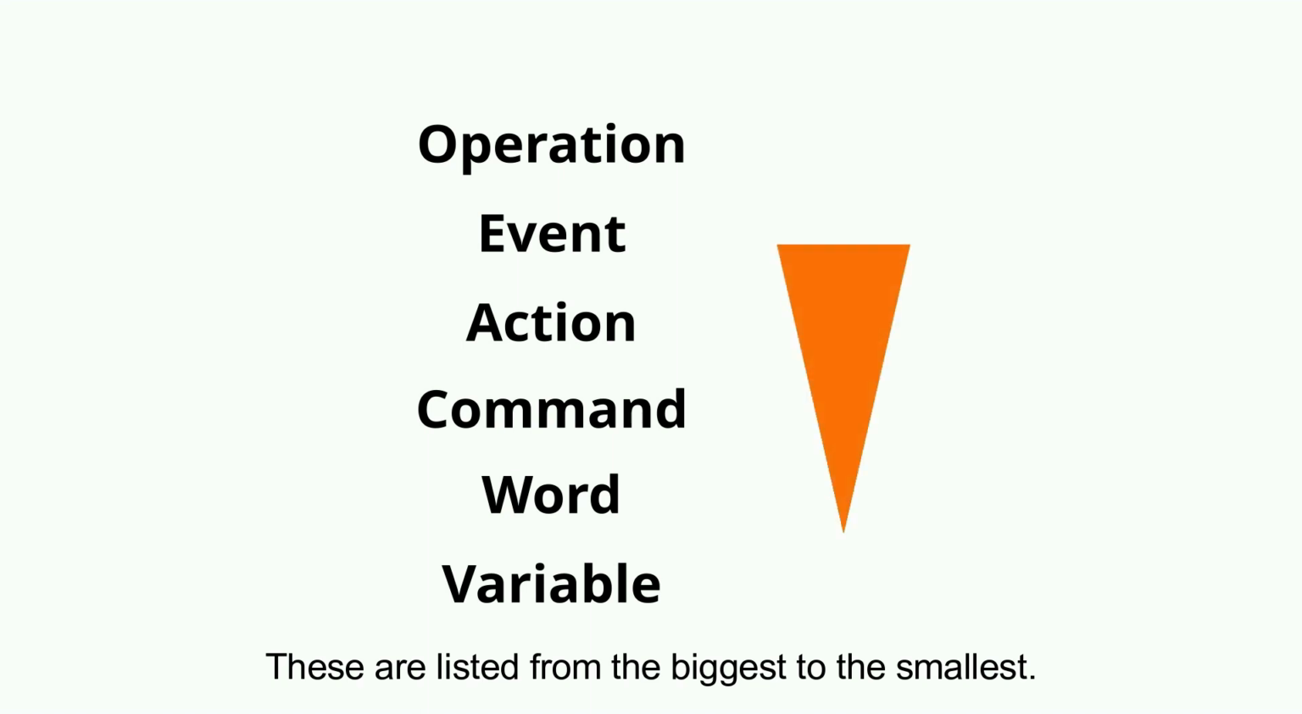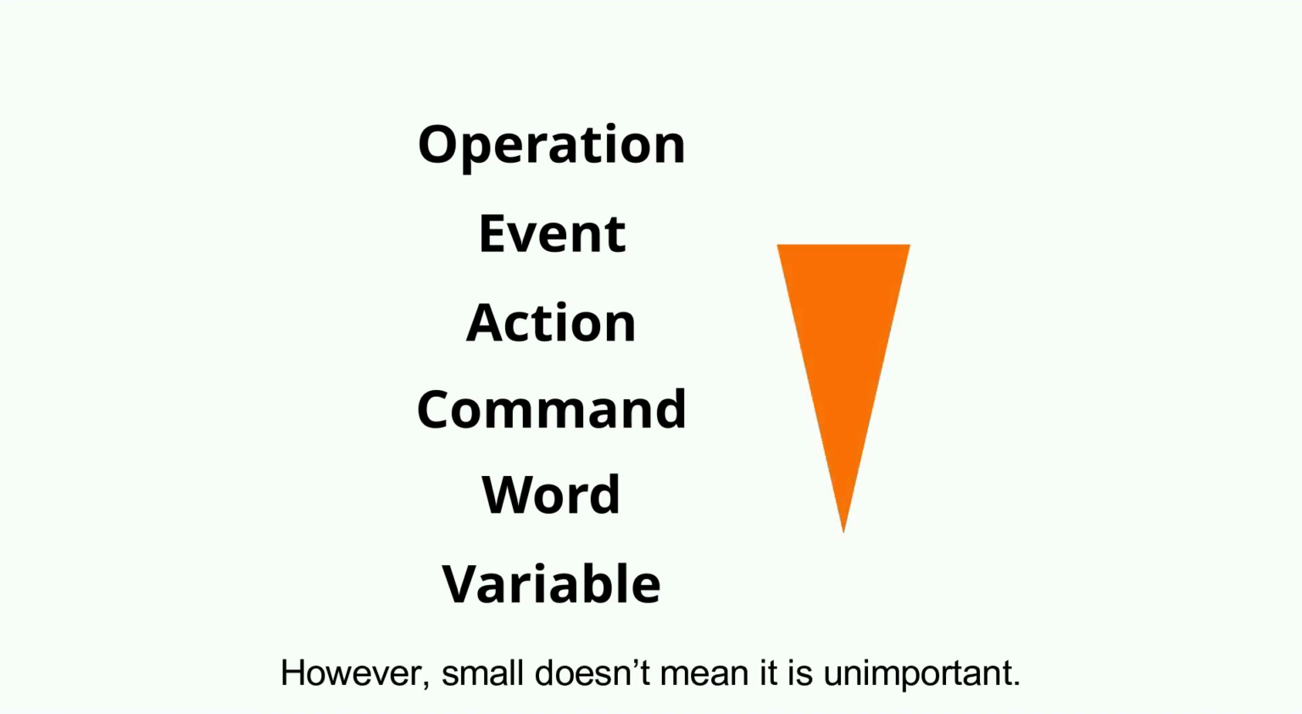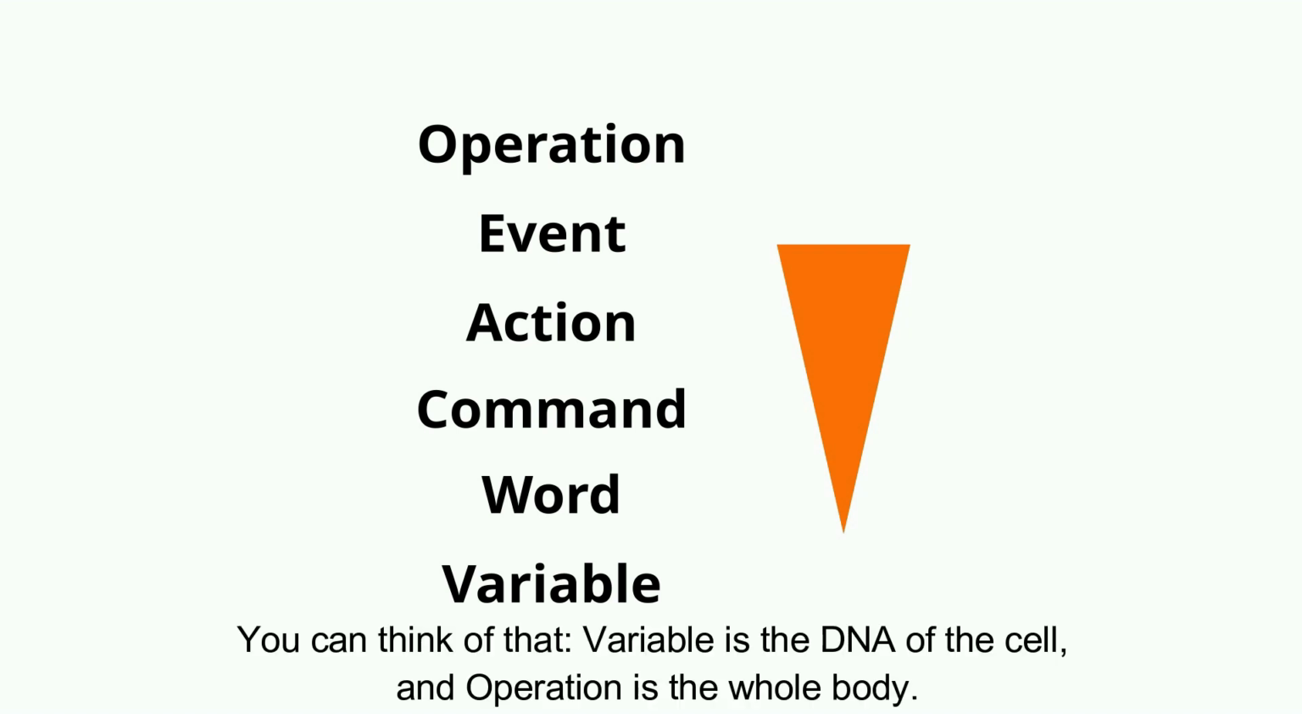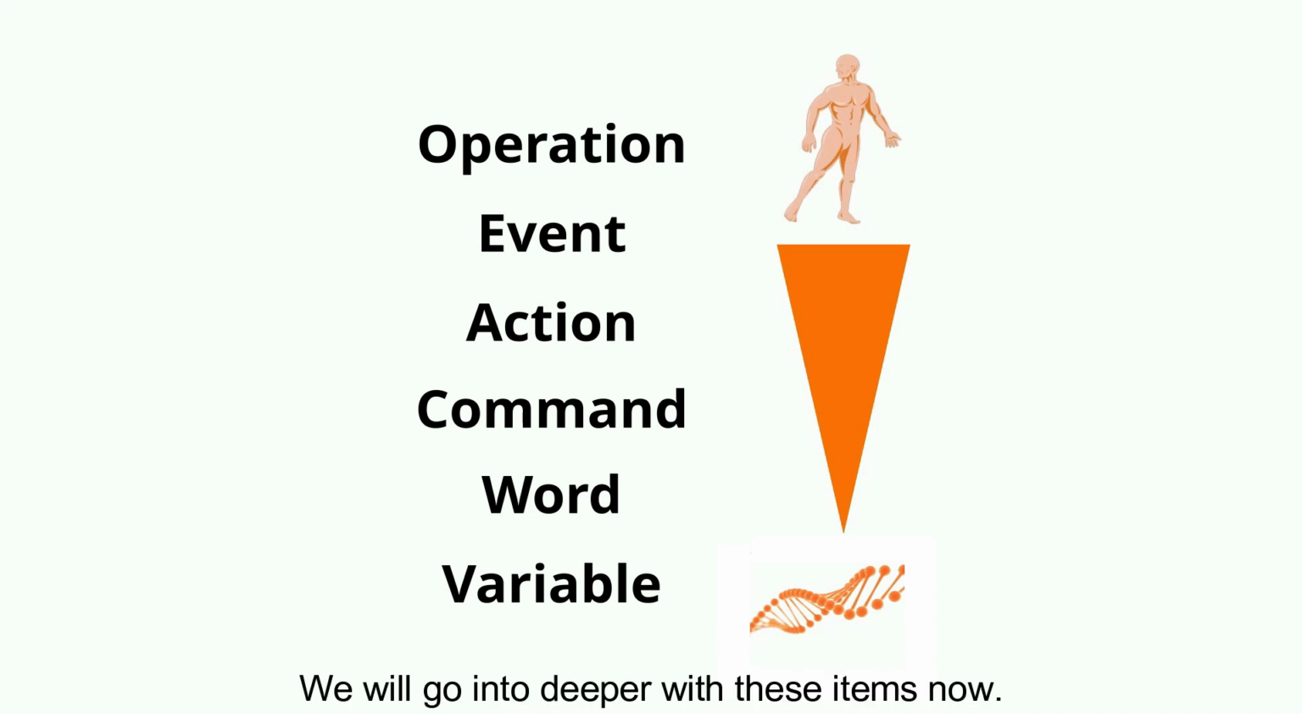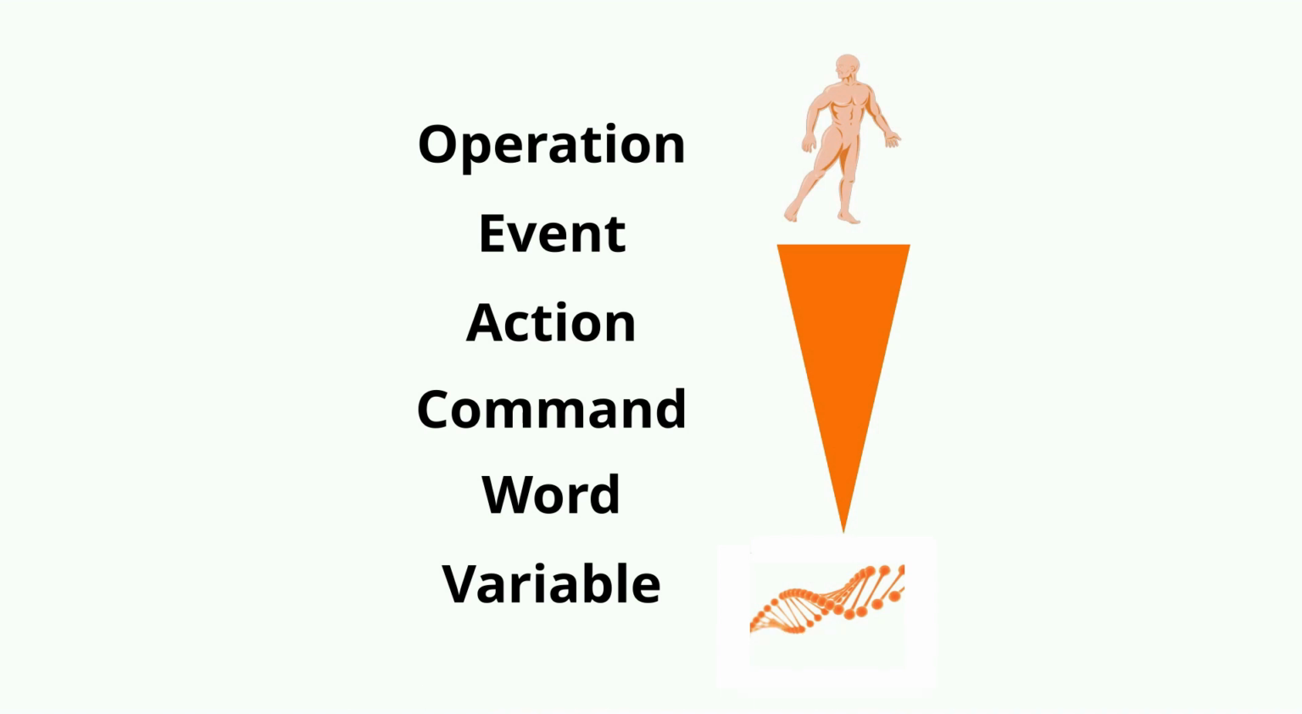Operation, event, action, command, word, and variable. These are listed from the biggest to the smallest. However, small doesn't mean it is unimportant. You can think of it that variable is the DNA of the cell, and operation is the whole body. We will go deeper into these items now.